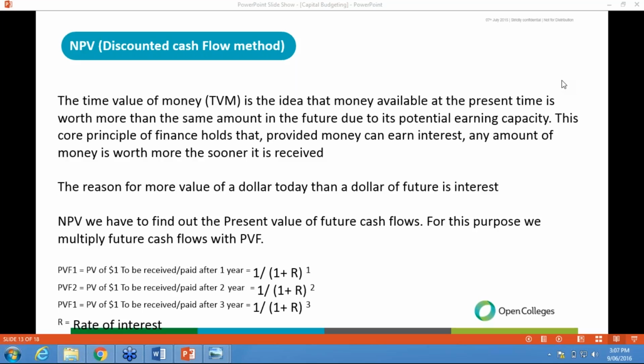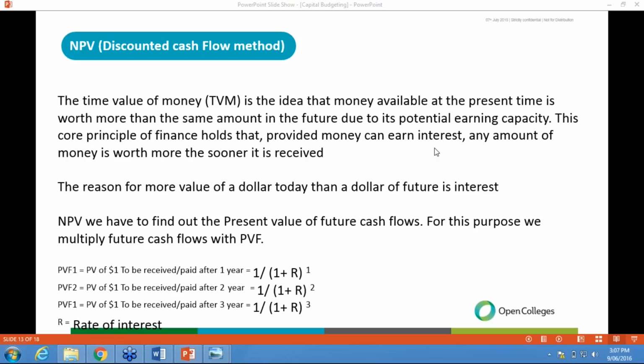Existence of interest provides money with its time value. Read these lines first, what does time value of money mean. Time value of money is the idea that money available at the present time is worth more than the same amount in future due to its potential earning capacity. This core principle of finance holds that, provided money can earn interest, any amount of money is worth more the sooner it is received. Okay.